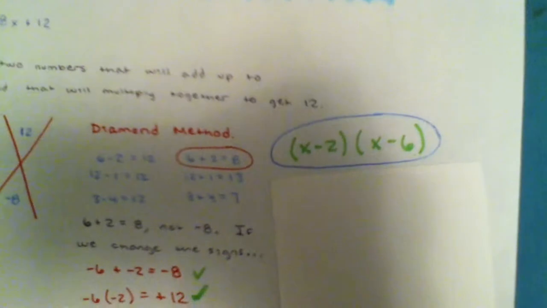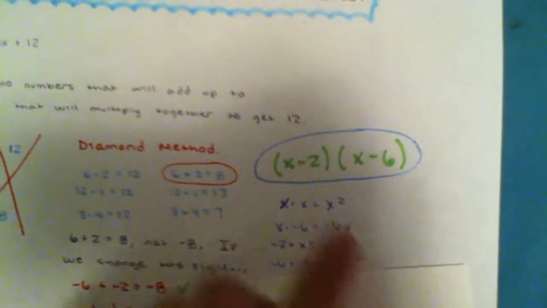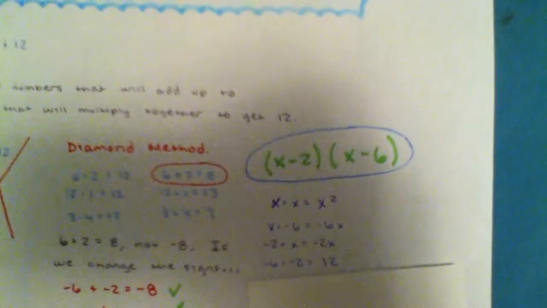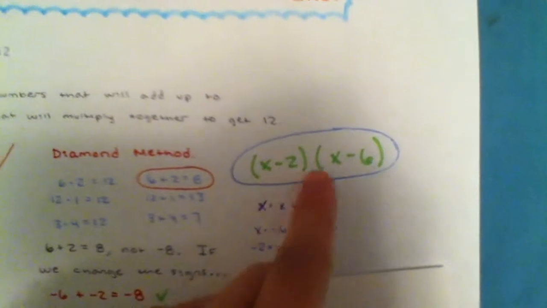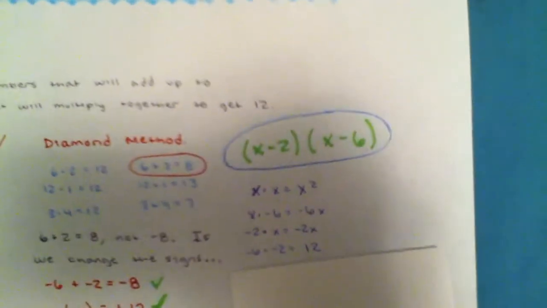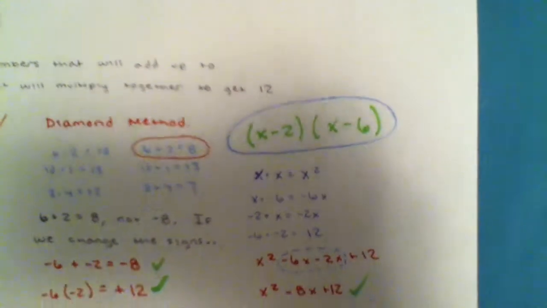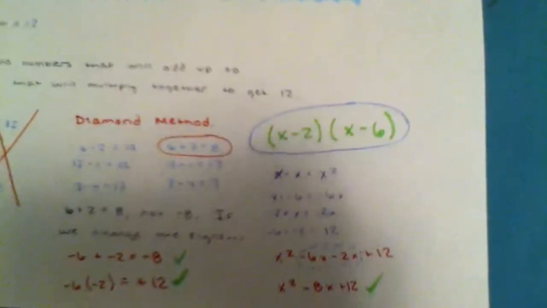Now the thing I like about these is that you can easily check it using distributive property. So I did x times x equals x squared. X times negative 6 is negative 6x. Negative 2 times x is negative 2x. And negative 2 times negative 6 is positive 12. So the negative 6x and the negative 2x add together to get negative 8x, and we get the answer as up here. So this would be the correct answer, or the correct factor for this expression.